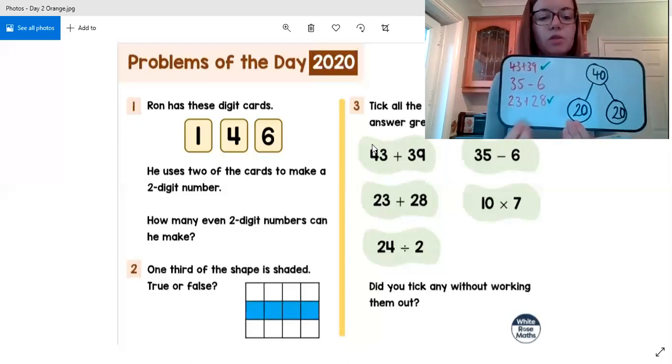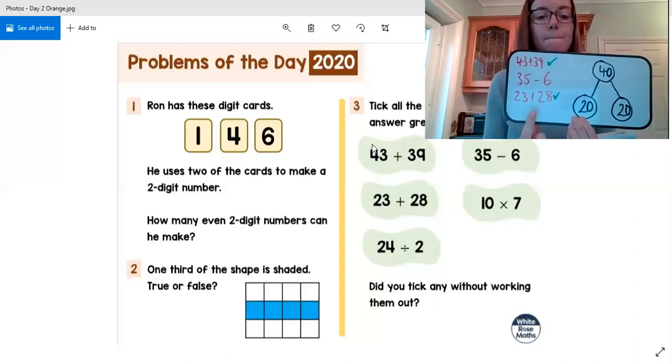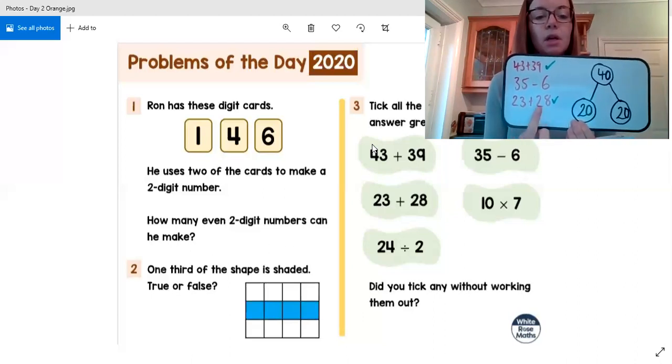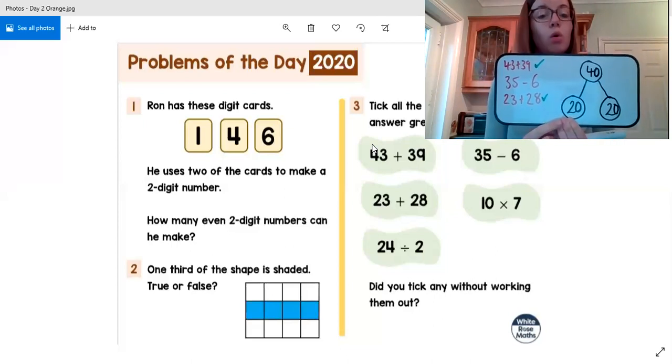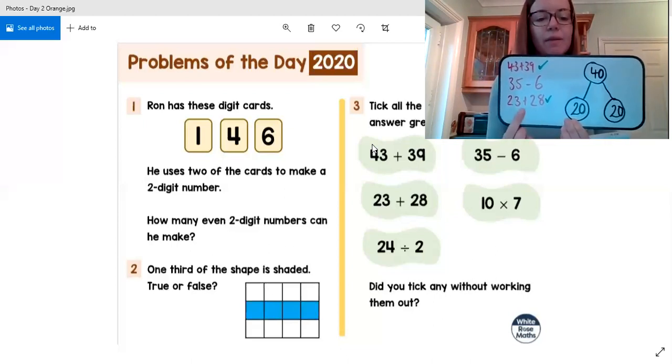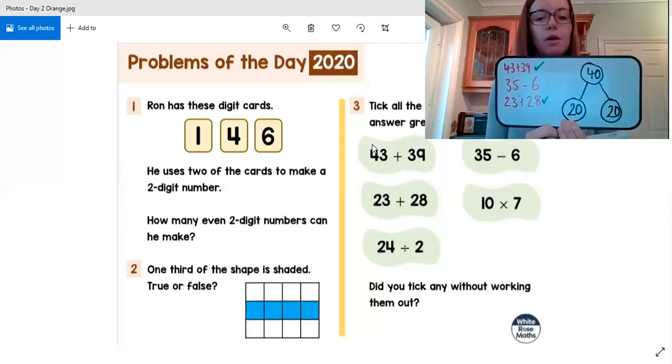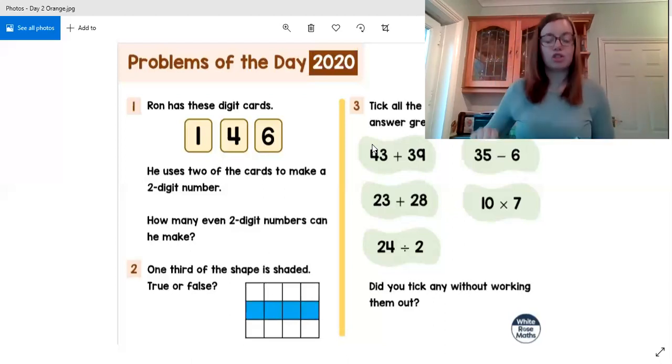If we go back to our 23 plus 28, both of these numbers are bigger than 20. So both of our parts are bigger. Our whole will also be bigger or greater than. So this one can have a tick as being greater than 40. Okay, just 2 calculations left to look at there.